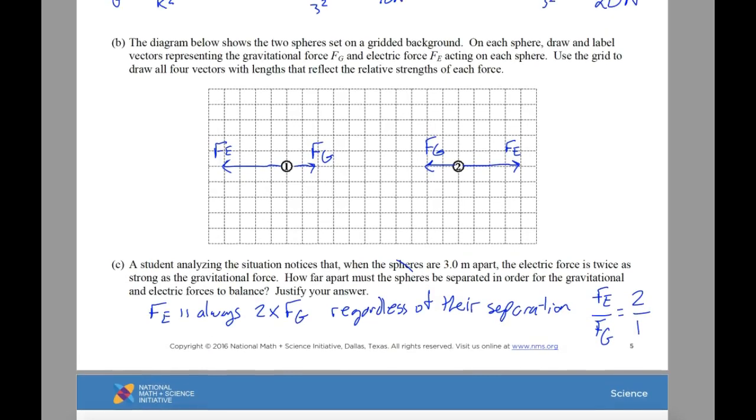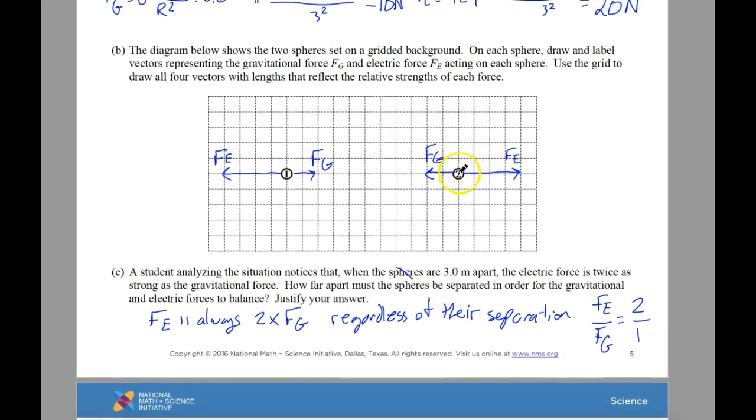Since that's true, when you draw your diagram, we're going to do 1, 2, 3, 4 lines over for electricity and 2 lines to the left for gravity for this charge, and then the opposite for this one, 2 to the right and 4 to the left here. And that would be the only forces acting on each one.